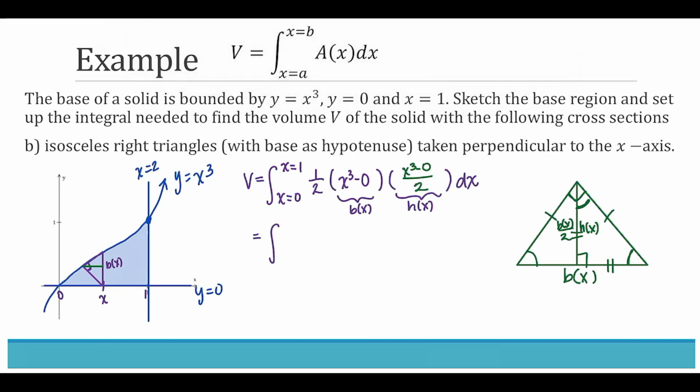This is going to be the integral from 0 to 1, and then we have 1/2 and then another 1/2 over here, so we have 1/4, and then we have x cubed times x cubed, that's x cubed squared dx, or x cubed squared is just x to the 6th dx. So this is the integral that will find me the volume of the solid.